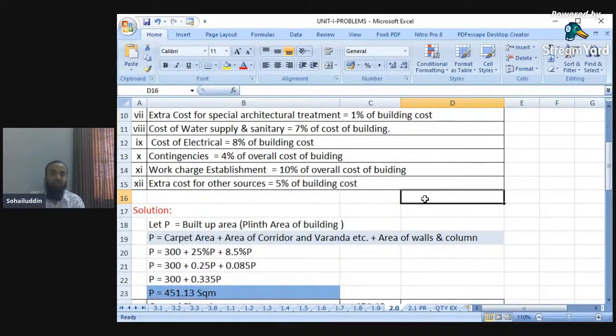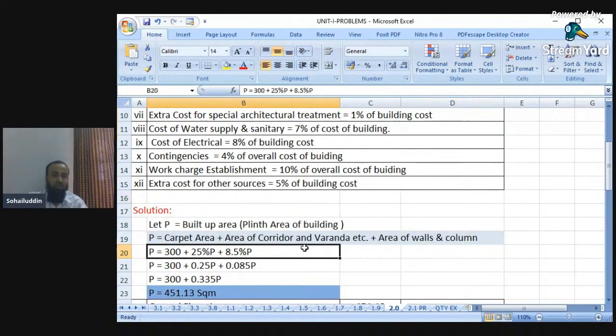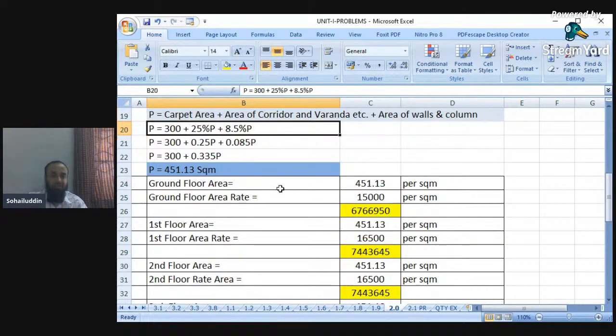Again, let P be, as usual, the built up area, that is the plinth area of the building, which includes the carpet area plus the area of the corridor and the area of the walls and foundations. So as usual, 300 is the carpet area, plus 25% taken by the corridor and verandas, and 8.5% taken by the walls and columns. In the same way, it is a simple addition.